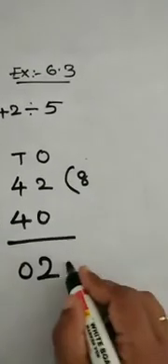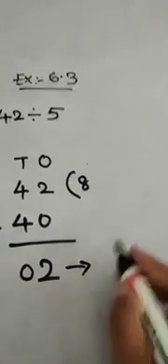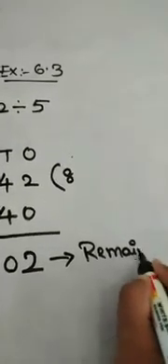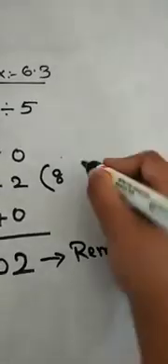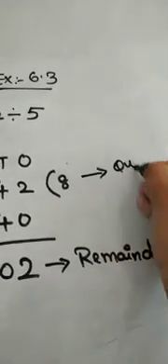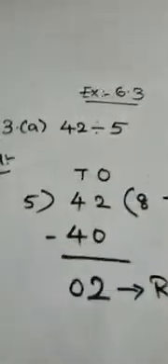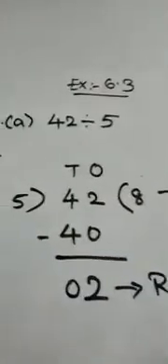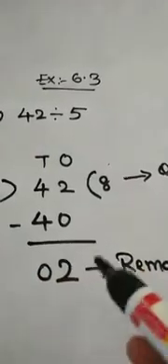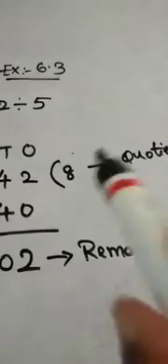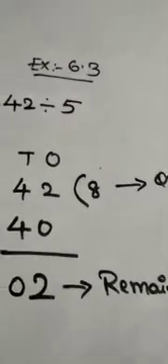Okay, so this 2 we are considering, this is a leftover number. 2 is the leftover number. So we are considering this as remainder and this 8 is quotient. 5 8s are 40. So 42 minus 40 is 2. So this 2 is a leftover number. So we are considering this as remainder and this 8 is quotient.